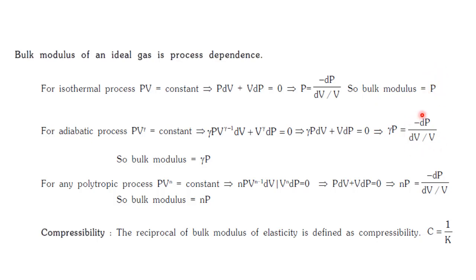Similarly, for an adiabatic process, we get the bulk modulus as gamma times P, and for a polytropic process, we write nP, where n is the polytropic index. Now what is compressibility? The reciprocal of the bulk modulus of elasticity is called the compressibility, which is 1 by K, where K is the bulk modulus.